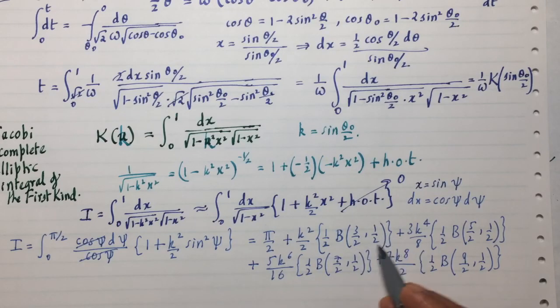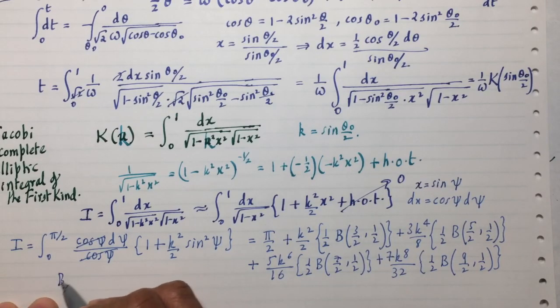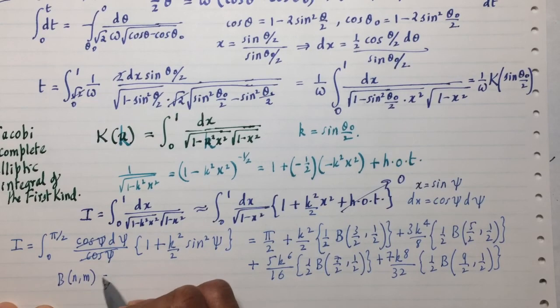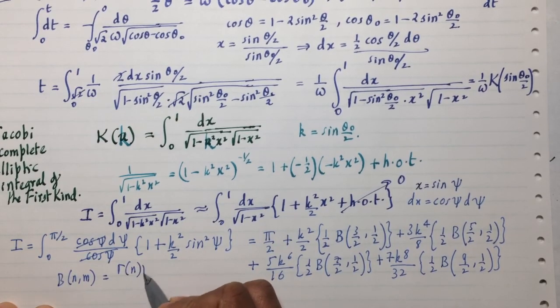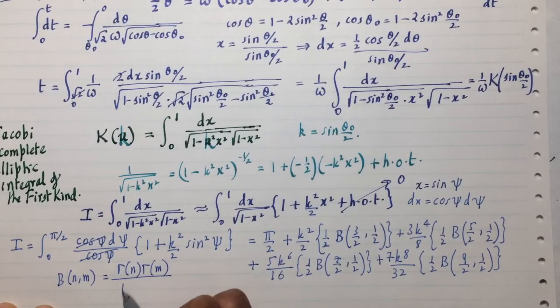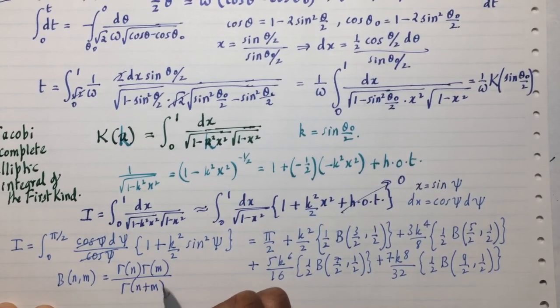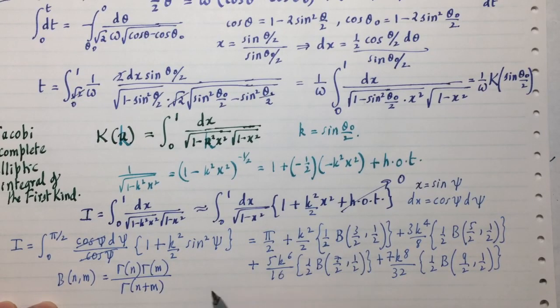you can use a functional identity, beta of n, m is equal to gamma n gamma m over gamma of n plus m, to simplify it. So basically the problem is doable to any degree of accuracy in the elliptic modulus k. And in this way you can solve problems, if not exactly, at least approximately to any desired order of accuracy.